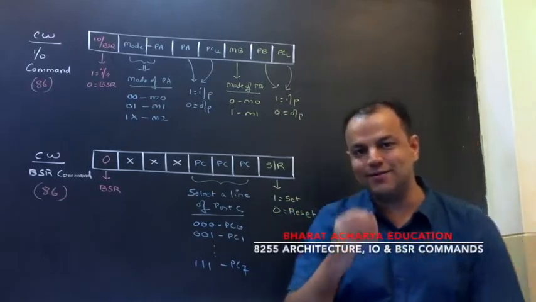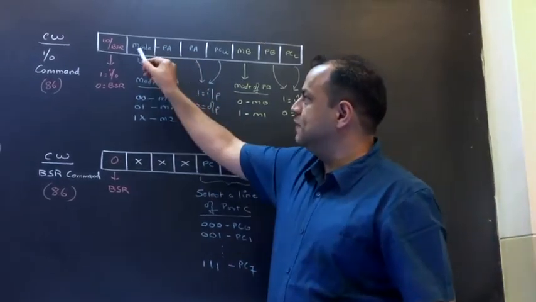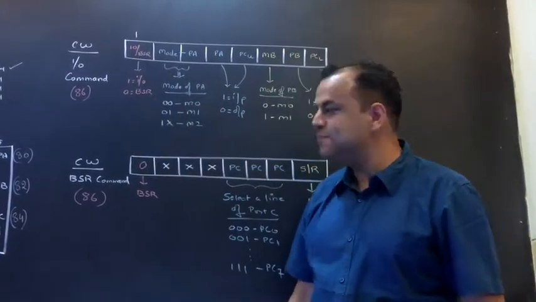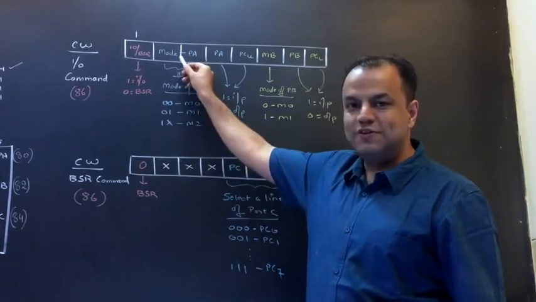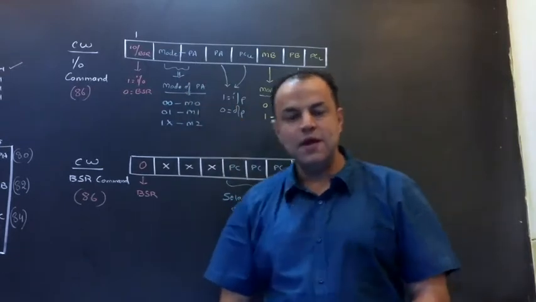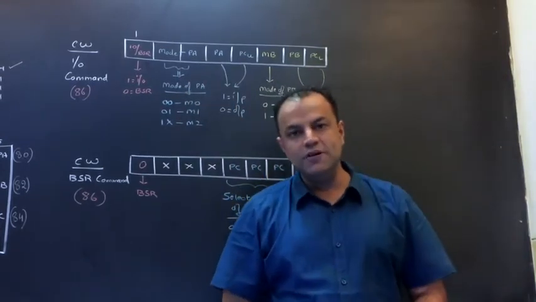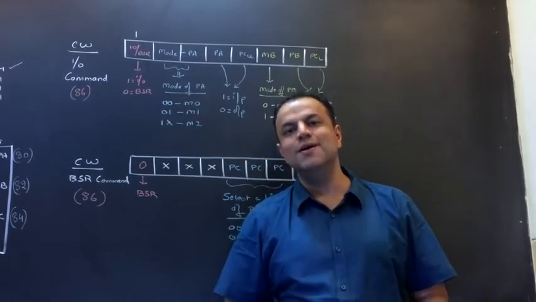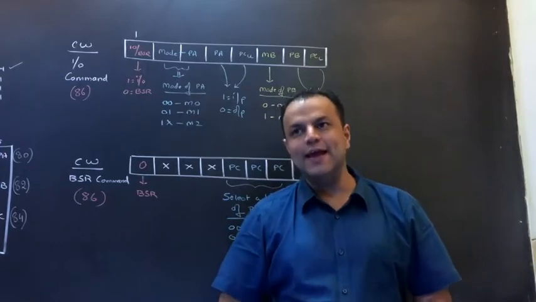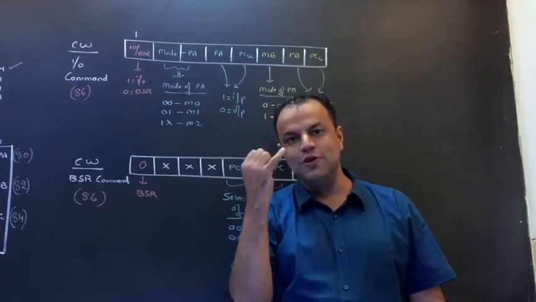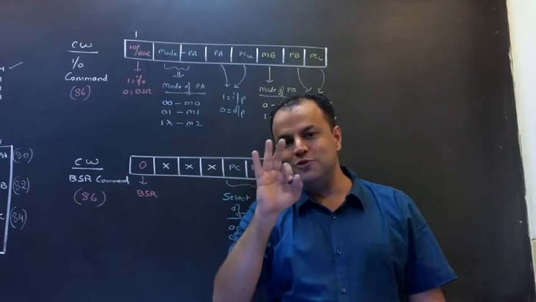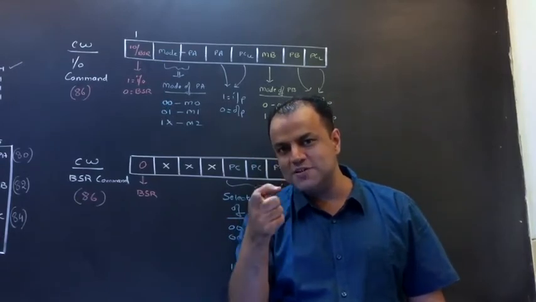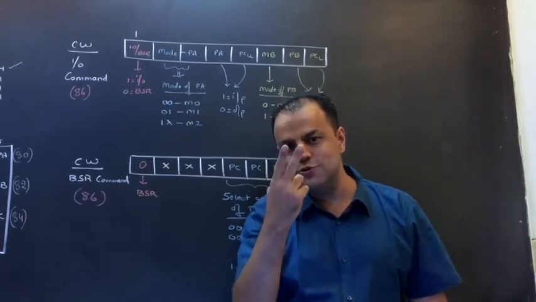So let's start. First of all, because it's an IO command, this bit will be 1. Tell me, did you understand? Now these two bits are used to decide the mode of port A. Why do you need 2 bits? 2 bits will give you 4 options. 1 bit will give you only 2 options. You know port A can work in 3 modes: mode 0, mode 1, mode 2. So you want 3 options. If you use only 1 bit, it would give you only 2 options, 0 or 1. You need 3 options, so you need 2 bits for this.